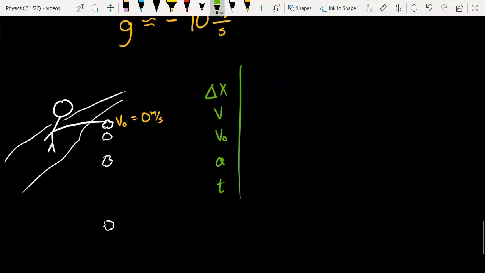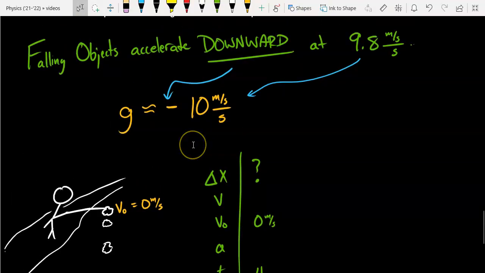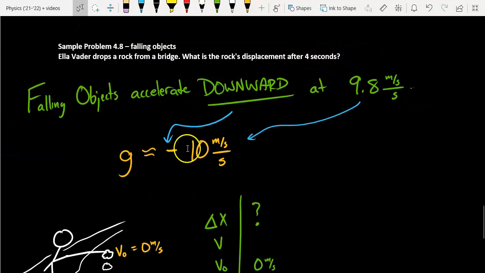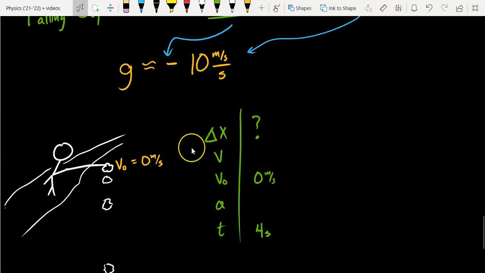So we're trying to find displacement. We know the initial velocity is 0 meters per second. We know the time is 4 seconds, but that's only 2 pieces of information. There's one there that we know, but they don't explicitly tell us in the problem. And that's that original piece we talked about. Anytime something is falling, we know it is accelerating at a rate of negative 10 meters per second every second.